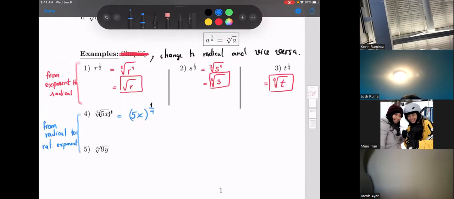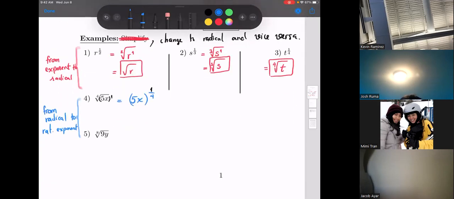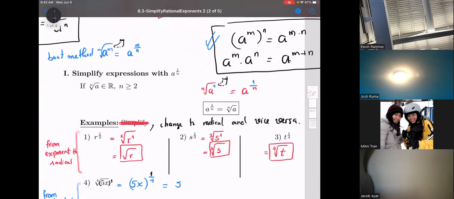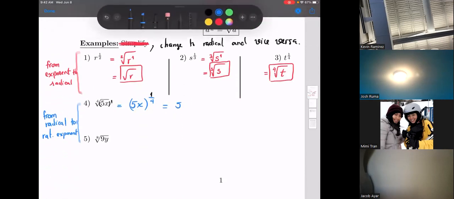Should I distribute? If you want, you can distribute. So distribute, you use this rule again, this rule right here. So the 1/4 goes into the 5, so 5 to the 1/4 times x to the 1/4. And then you're done.